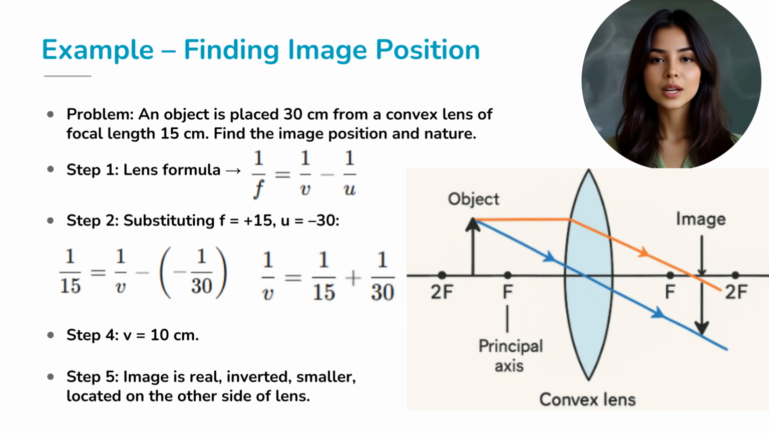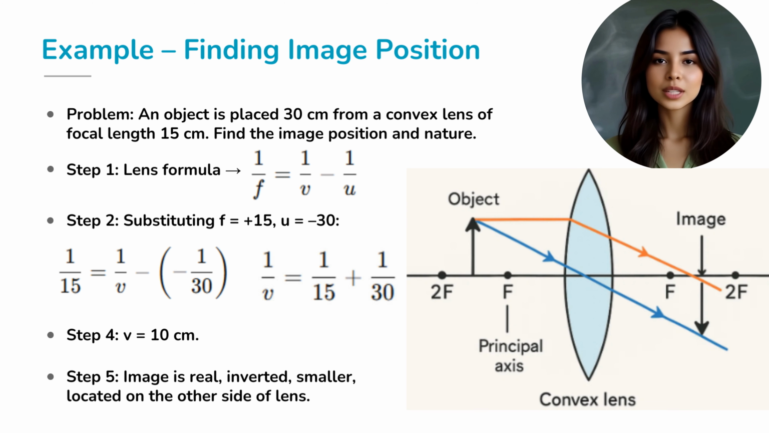Alright students, time to roll up our sleeves and solve an example together. Because rules are nice, but examples are where the magic really sinks in. Here's the problem. An object is placed 30 centimeters from a convex lens of focal length 15 centimeters. Find the image position and its nature.